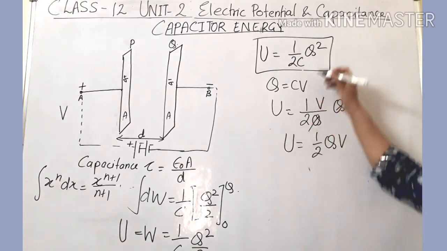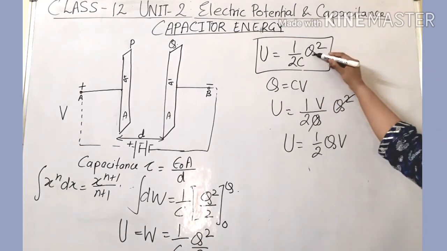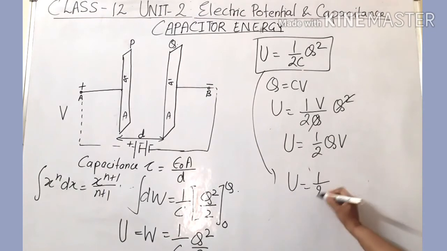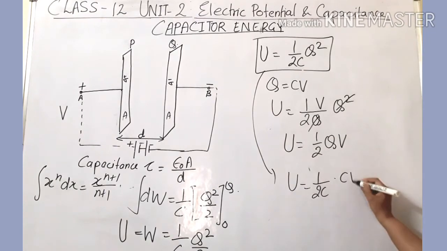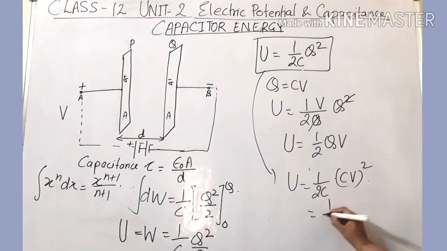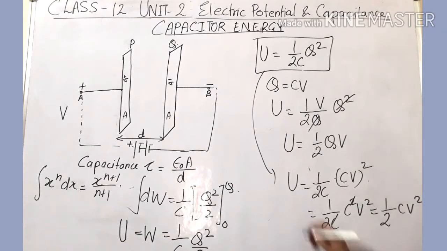And one more result, if you want to replace the value of Q, so Q is equal to CV, you have to put the Q value here in this formula. So U is equal to what? 1 over 2C and Q is equal to CV whole square. Here there is a square, so you will get the term 1 over 2C, C square V square, and you can find out the last answer as half of CV square. So this is the result of U.